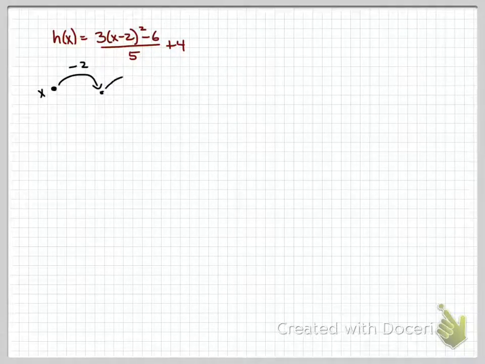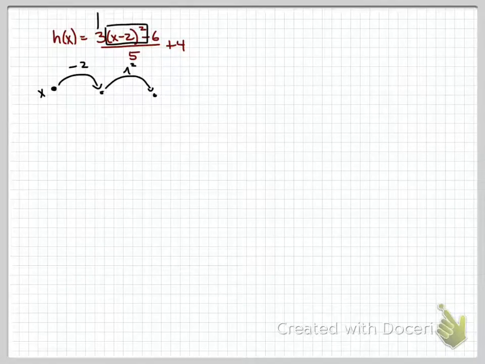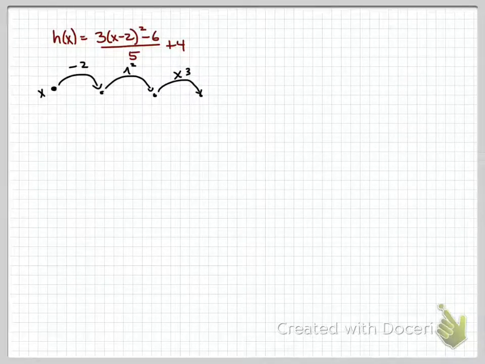And then we would take this whole quantity and we would square it. So I think the second operation that's happening is a squaring operation, so raising to the second power. Then whatever this quantity is, we're multiplying by 3. So I think the third operation is multiplying by 3. And I believe that after you have this whole quantity, the next thing we're doing is subtracting 6 from it. So I believe our next step is subtracting 6.